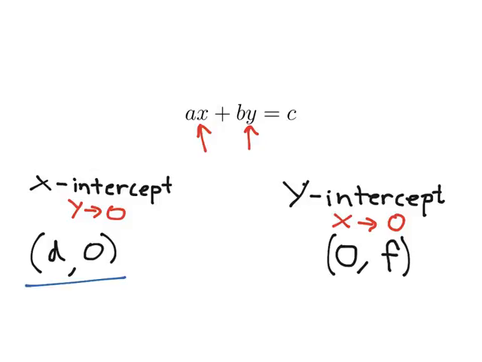The same goes for the y-intercept. These letters don't mean anything. They're just arbitrary values to tell you that it's a constant.